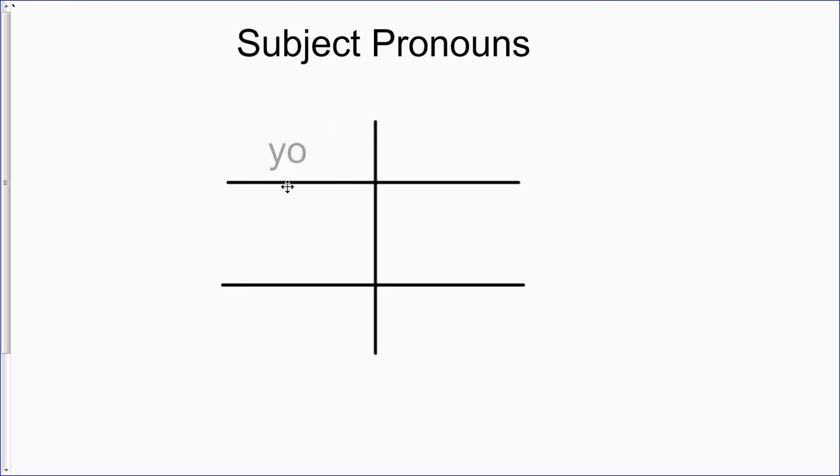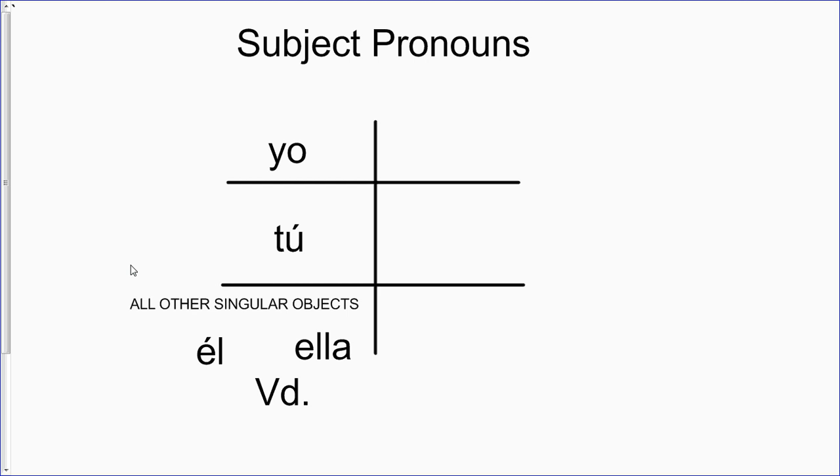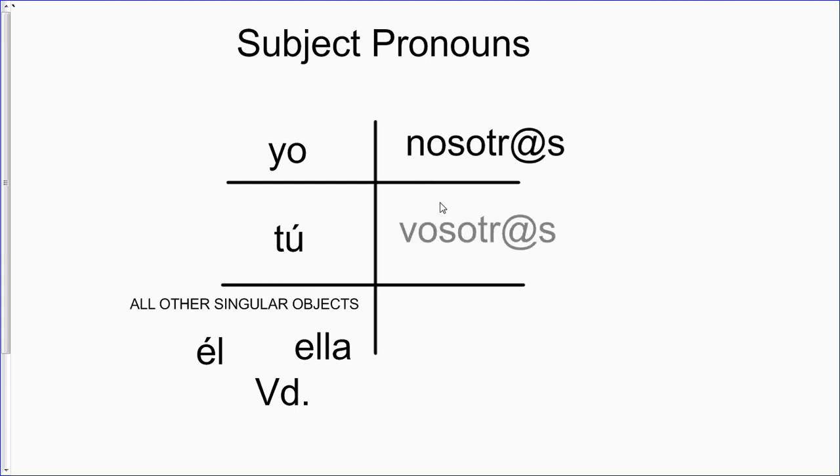To say I is the word yo. Tú is you. We've got él for him, ella for her, and usted for you formally. But don't forget, this is very important. We also have all other singular objects. So we could have the remote control, one shoe, a speaker, a lion, or a pizza.